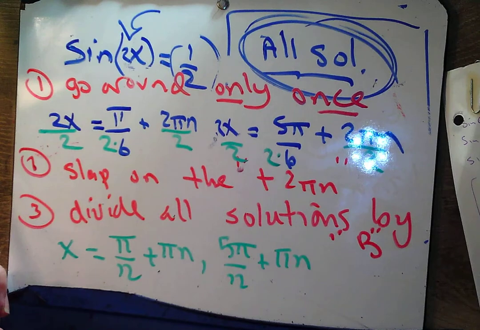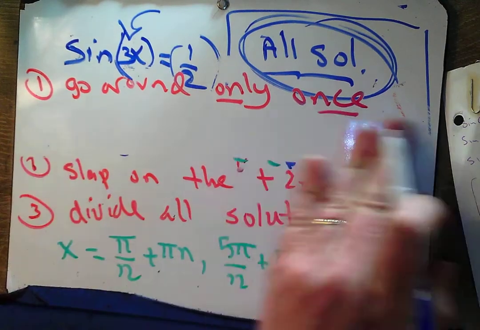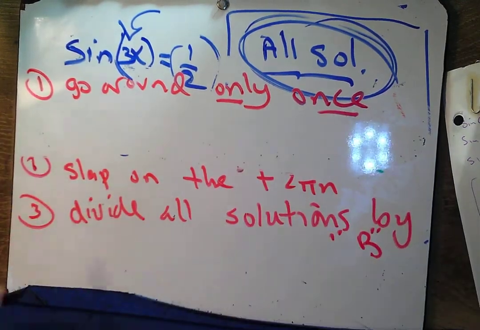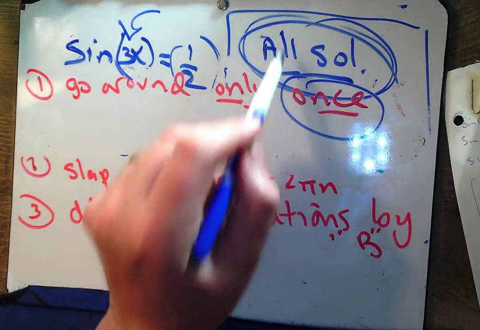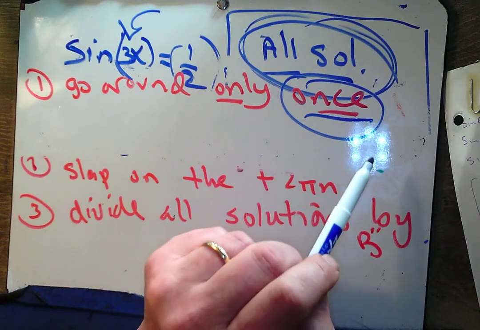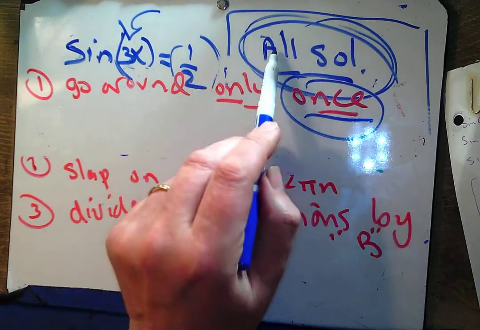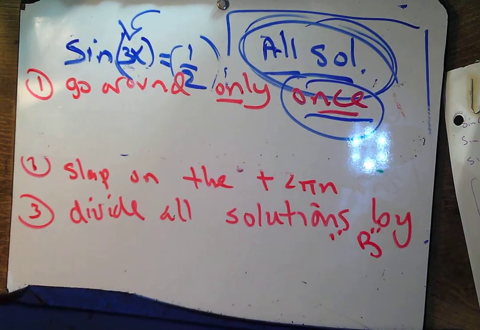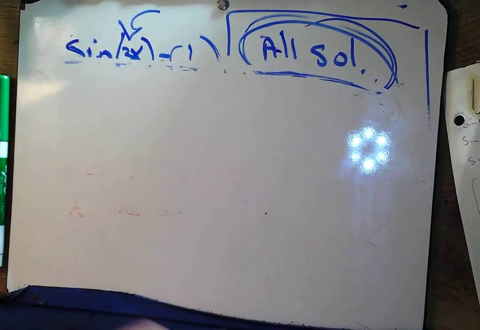Okay, so why don't you try doing this one with sine of 3x? Remember, you're only going to go around once. This is different. With all solutions, we just go around once. 0 to 2 pi, we go around that many times. But on all solutions, just go around once. Hey, how did it turn out? Did it go well? Hope so.